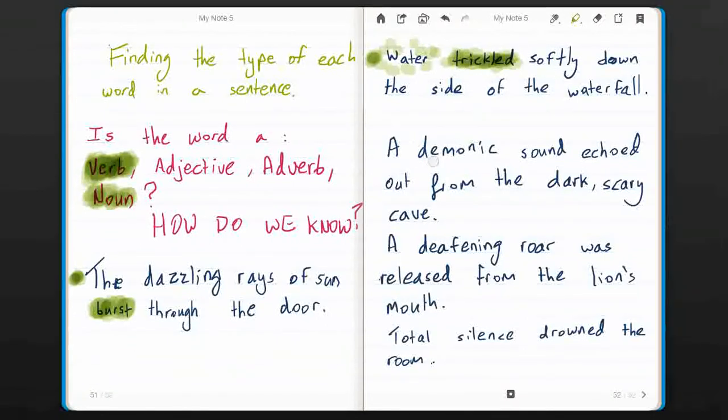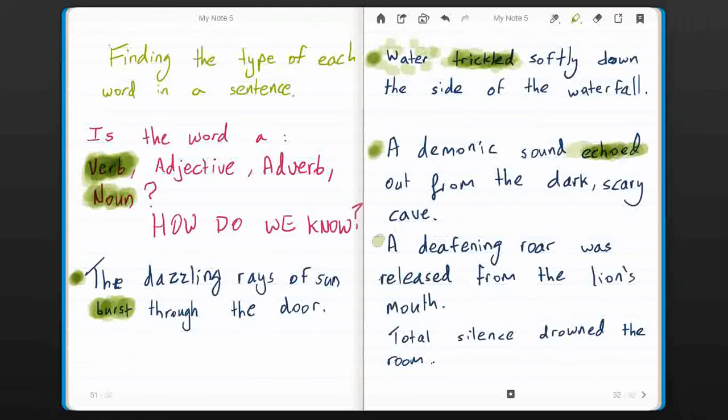Now we have the third sentence, and it says a demonic sound echoed out from the dark, scary cave. So what is the object in this sentence? Well, the object is the sound. The sound is the noun in this sentence. And that shows us that the sound must be doing something, and that will give us the verb, because a verb is a doing word. So let's look at what the sound's doing. The sound is echoing, so the sound echoed. Echoed is the verb in this. So all the verbs are in green for these three sentences so far.